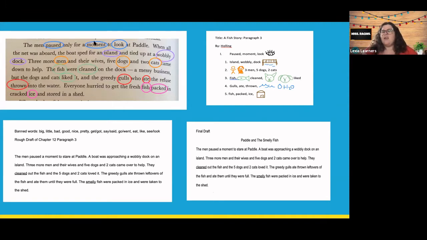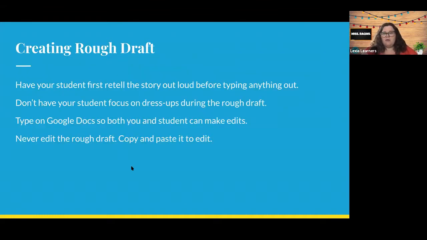And this is what it would look like in unit 1 or unit 2. If we go back, it's kind of the same idea as I said. So I have the student retell the story out loud. I don't have the student focus on any dress ups or anything that's style wise when they're writing that rough draft, because that's the stuff we're going to do in our final paper. And then I type it on Google Docs. You could also use Word so both can edit. And then I never edit the rough draft. I copy and paste it and leave it just how it is. Even if there's misspelled words or anything like that, I just leave that exactly how it is.